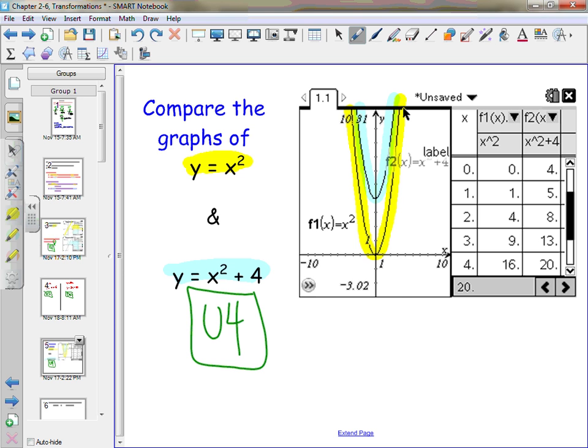And what can you tell about that graphically here? This column of Y values is going to be your X squared. This column of Y values is going to be your X squared plus 4. Check that out. They're all increased by how many units? 4 units every time. Makes sense.